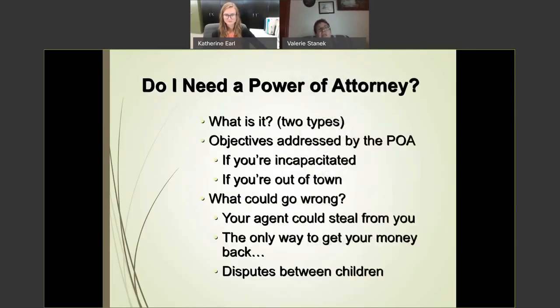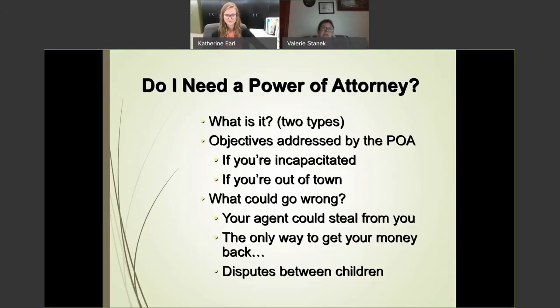So let's start with these tools in our toolkit for transferring assets or transferring authority to others in the process of doing your estate planning. So let's start with powers of attorney. Now, this isn't a question of actually transferring an asset. This is more a question of transferring authority to handle your assets.